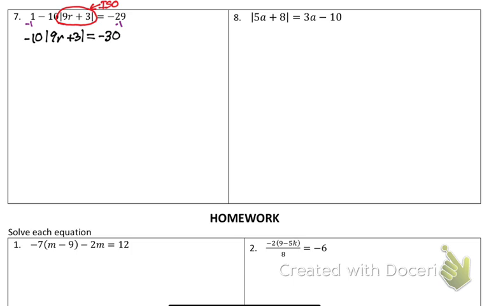Then I need to get away from this being some magical thing. This is -10 times a number. It is attached to this by multiplication, just like if it was parentheses. So if I need to move that -10 to the other side, I just divide by -10. So I'm going to divide both sides by -10. A negative divided by a negative equals a positive. So I have absolute value, 9r plus 3, equals 3.